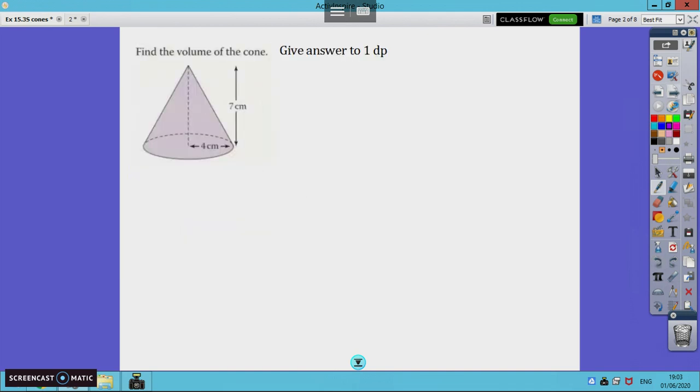Here's your starter for today then. So I want you to find the volume of this cone and give your answer to one decimal place for your starter. Okay, so pause the video, have a go at that before we move on to the surface area of a cylinder. So pause your video, do this now, get your answers down, and then move on and press play.